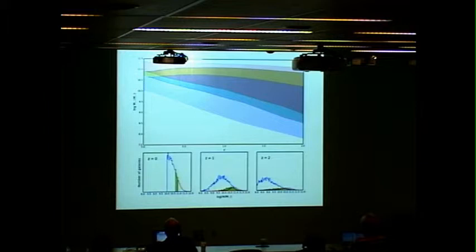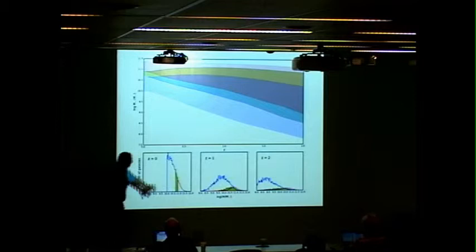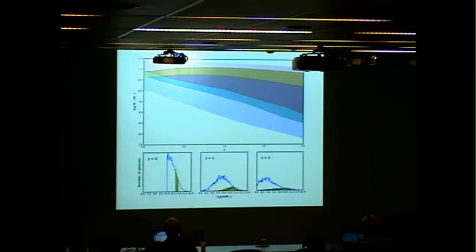The quantitative version of this, because we're all into numbers, is in this plot. This is the histograms of the mass distribution. These green guys are the ones we're interested in, and they spread out over a big range of mass by redshift 1 and redshift 2. And you can see that those distributions overlap a lot. And this is really the fundamental message.